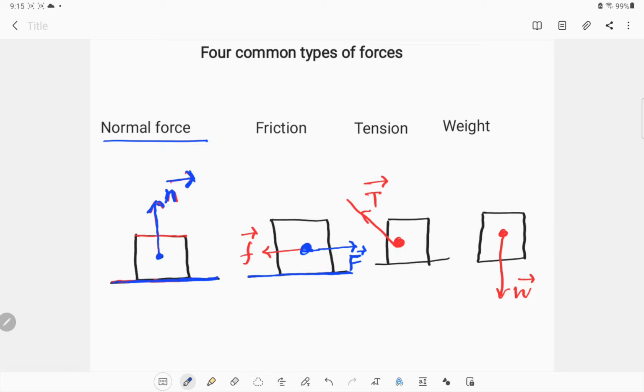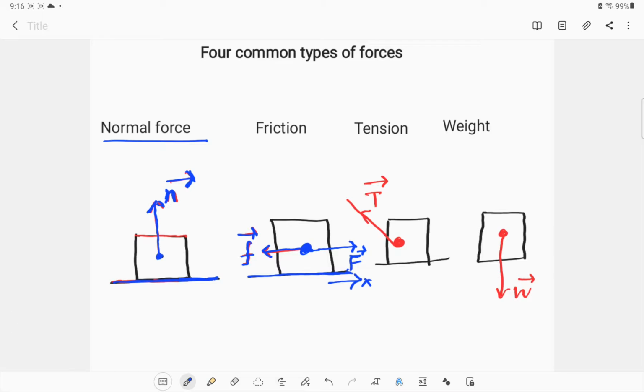Then frictional force will always be in the direction opposite to the direction of the force applied. In this case, you are applying force in the direction of the positive x-axis, right? This is the positive x-axis. So frictional force will oppose this force, which is denoted by small f with an arrowhead, because it is also a vector quantity. It has magnitude as well as direction.